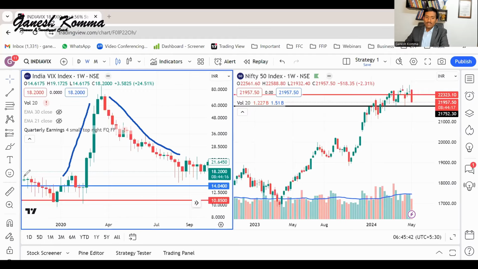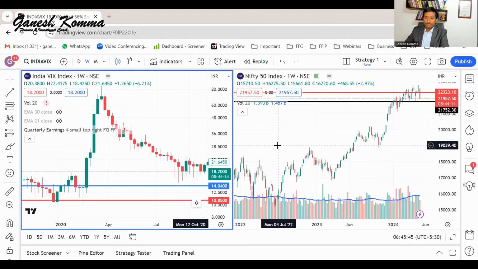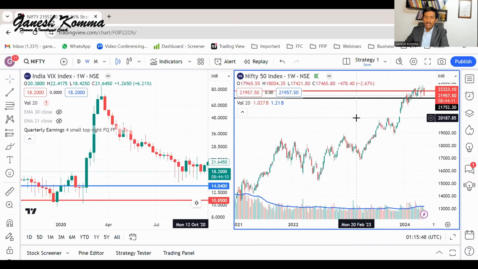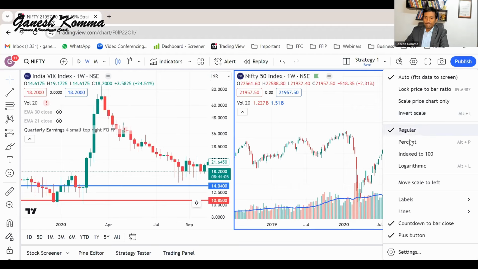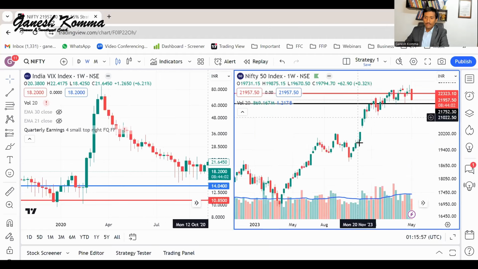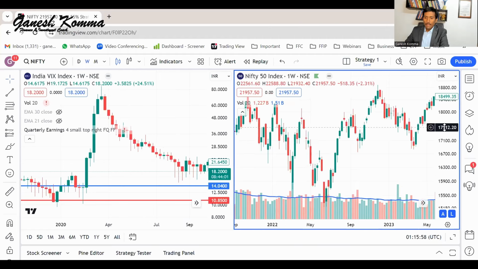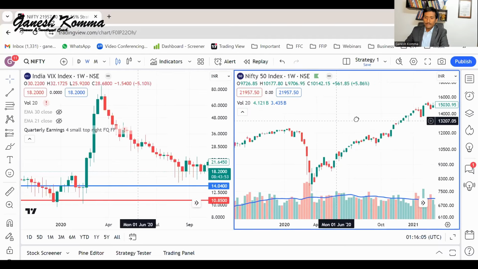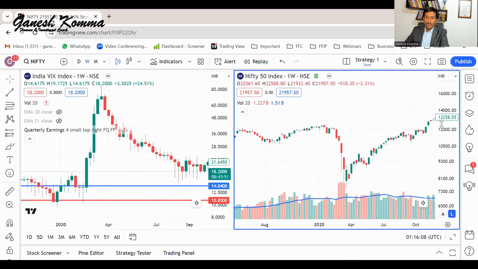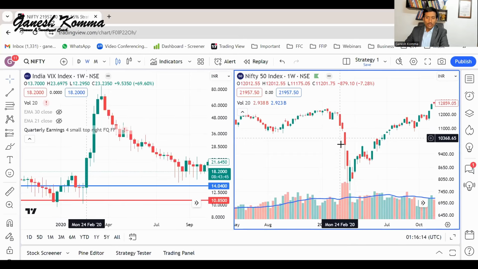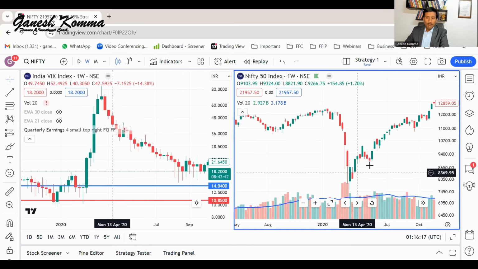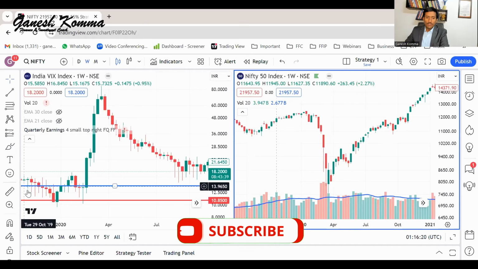Now let's see what exactly happened during the same period. Let's do an apple-to-apple comparison in terms of time period. So here we are at around January, February levels, 2020, and again from here, March, April levels. So let's observe what happened.